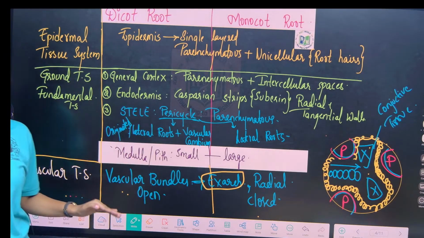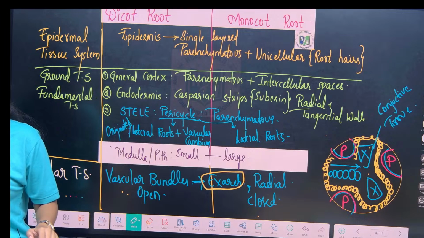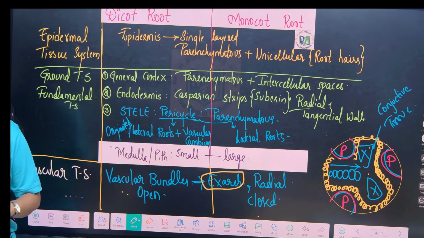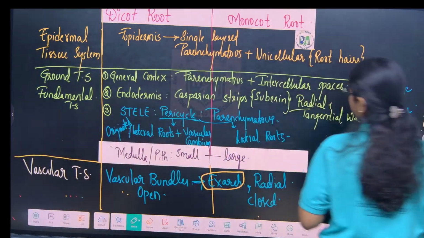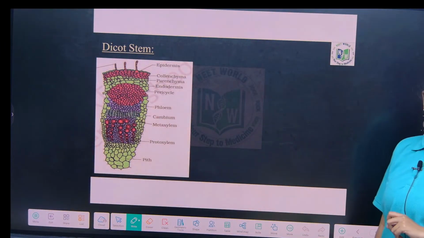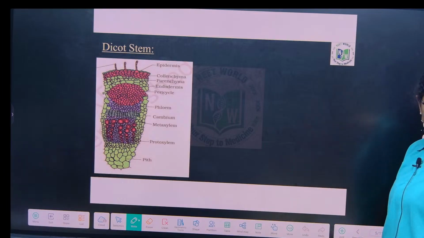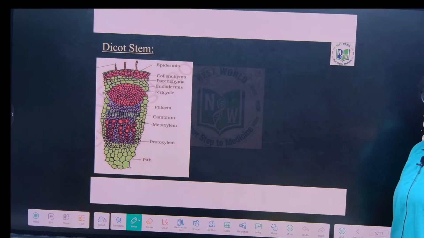If you want to make a call to your parents, you can. Then? Clear, right? Here, dicot stem. Focus here, else you sit in this row. Be here.